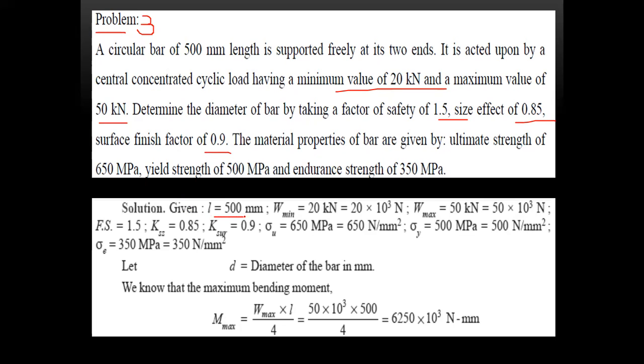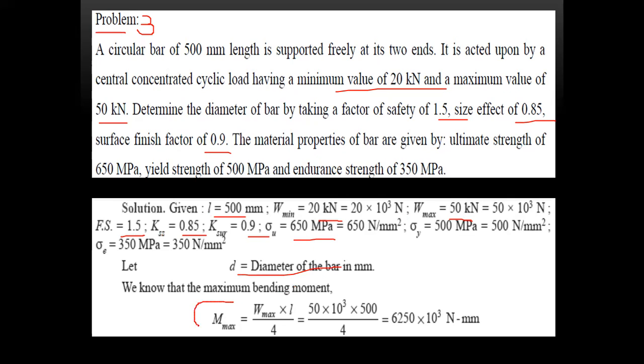What is the length given of the bar? Circular bar is 500 mm. Minimum load is equal to 20 kilonewtons. Maximum is 50 kilonewtons. Factor of safety 1.5. Size factor is equal to 0.85. Surface roughness is equal to 0.9. Ultimate strength is equal to 650. So we have to find the diameter of the bar.